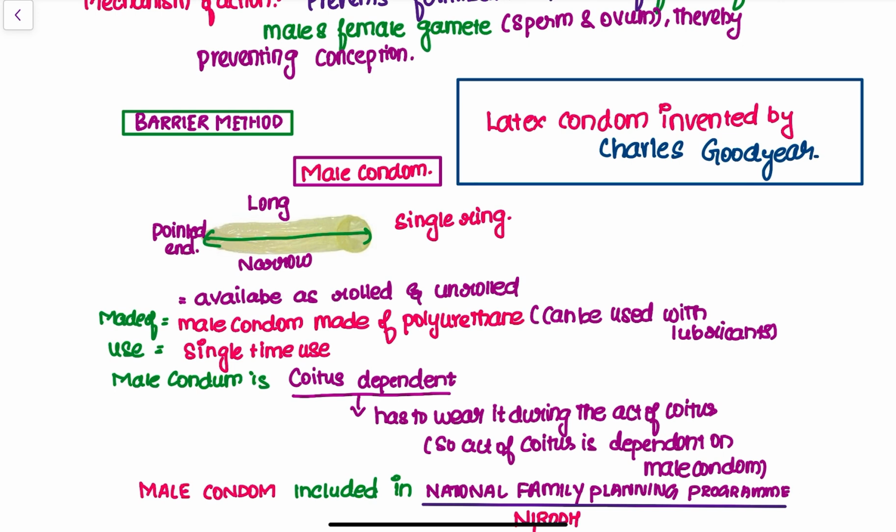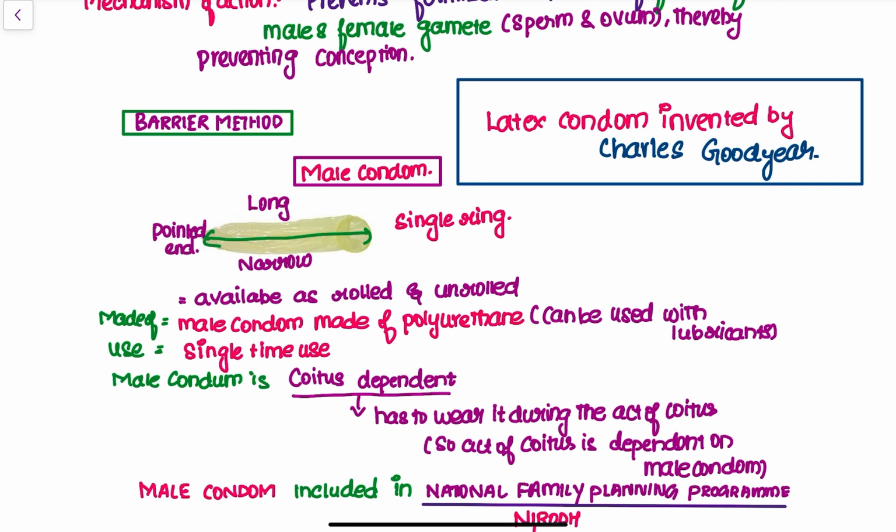The male latex condom was invented by Charles Goodyear. He was the one who first invented this latex condom. Latex, which is rubbery in nature, could be shaped into the shape of a condom, which is similar to the male genitalia. In respect to that, he designed this latex condom. But the problem with the latex condom is that oil-based lubricants cannot be used with it.